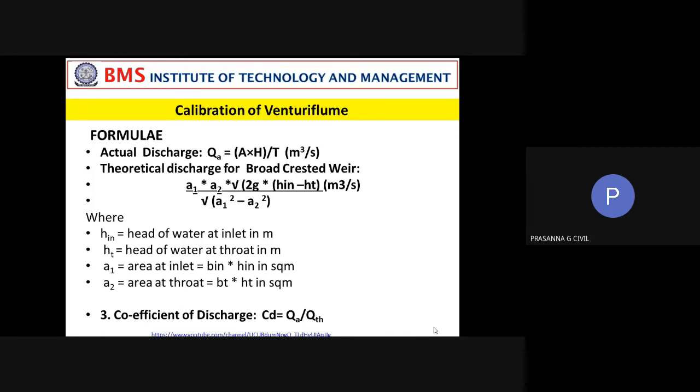A1 is the area at inlet, which is given by breadth at inlet into head at inlet in square meters. A2 is the area at the throat, given as breadth at throat into head at throat, in square meters. And last of all, the coefficient of discharge CD, given as Q actual by Q theoretical.